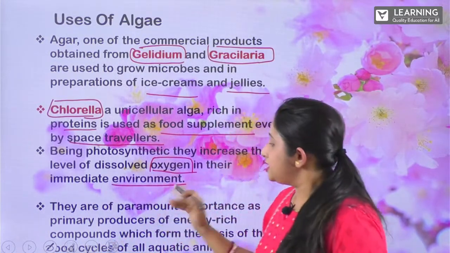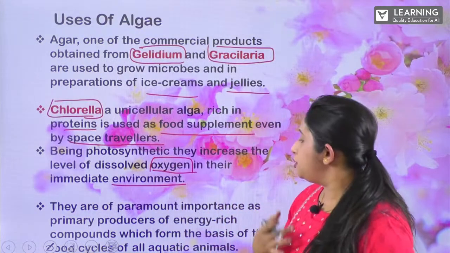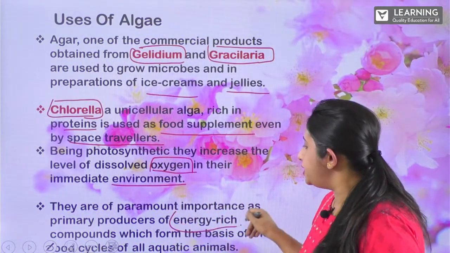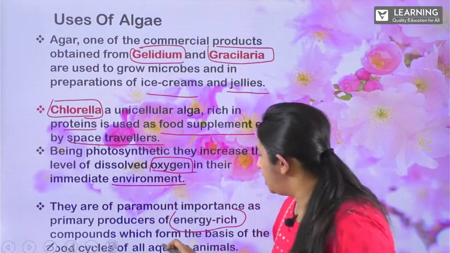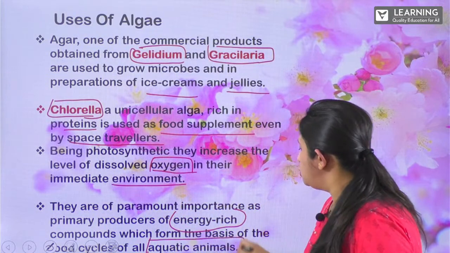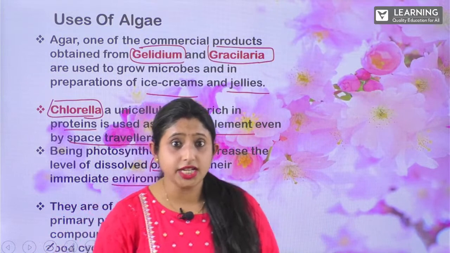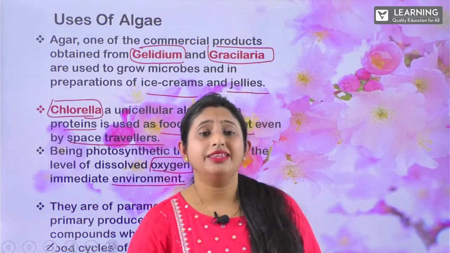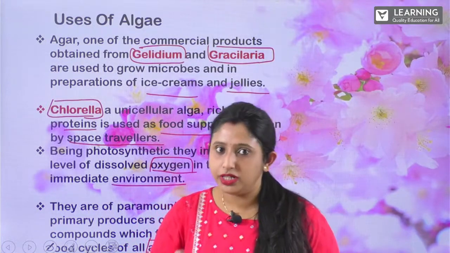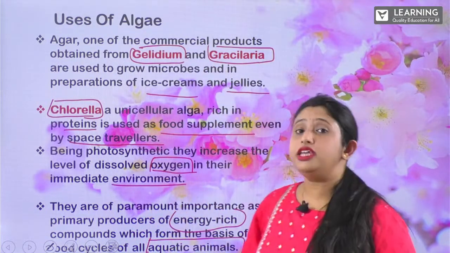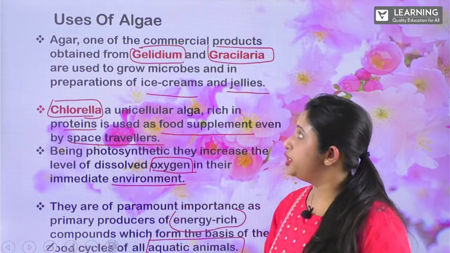Next, they are also of paramount importance because they are the primary producers of energy-rich compounds for all the aquatic animals. You know that algae are found in the aquatic environment, so they act as a source of food for those aquatic animals also. So these are all the uses of algae. You can write it down. This is very much useful.